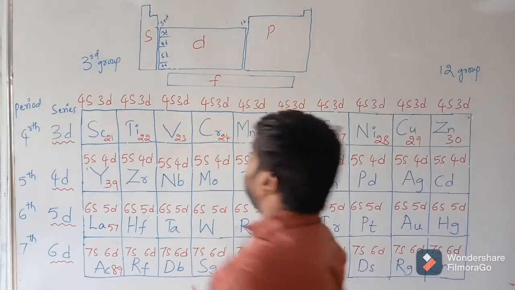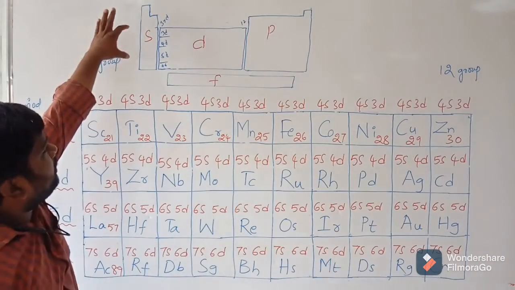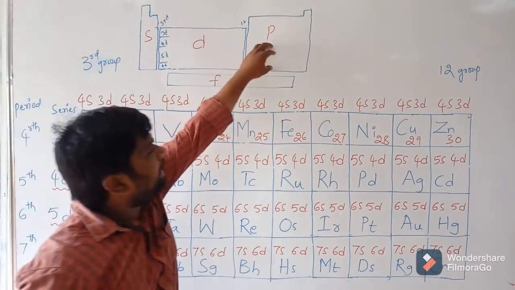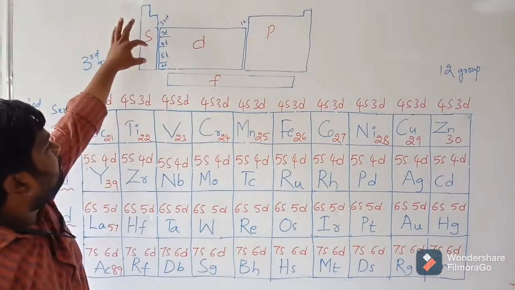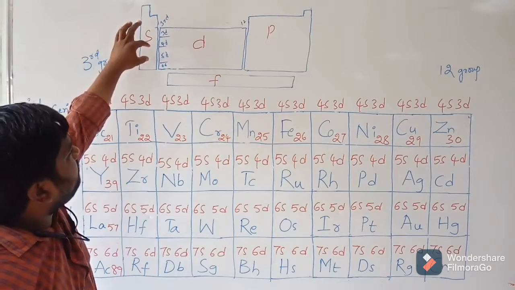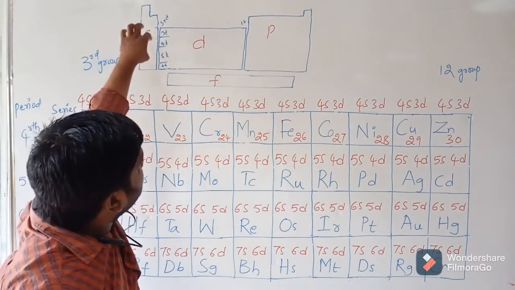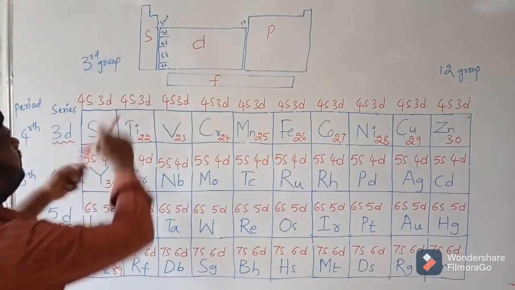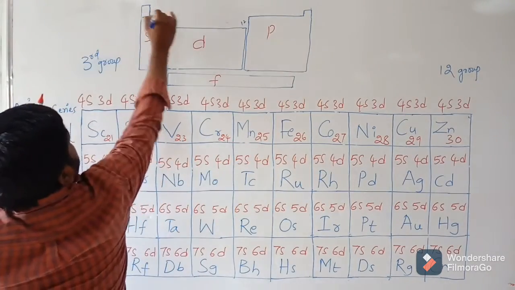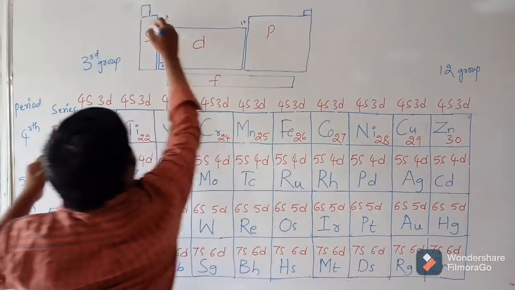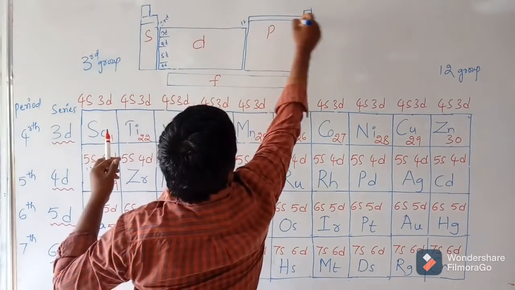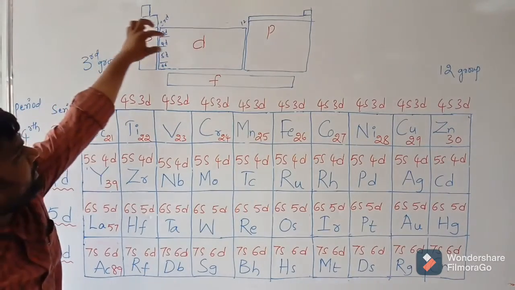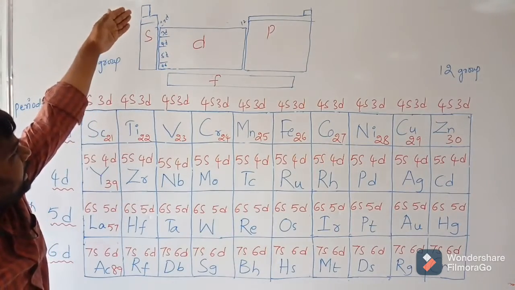S block elements are electropositive elements, and these are metallic in nature. The metallic nature decreases from left to right across the periods. Here we take the first period, next the second period, and so on. There are 7 periods and 18 groups.